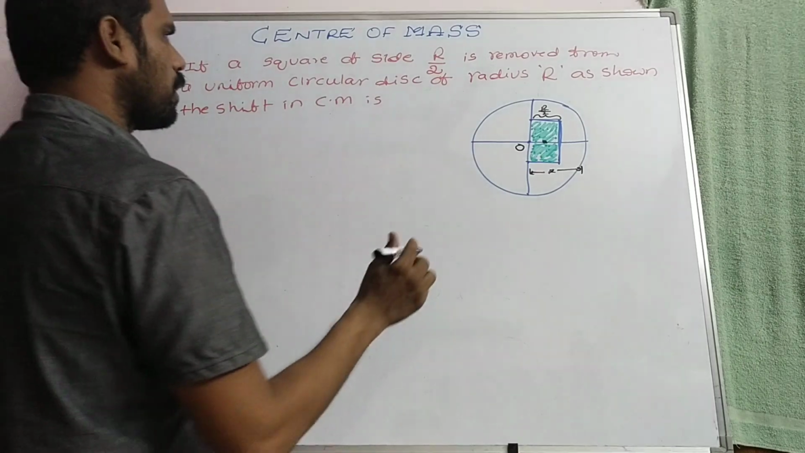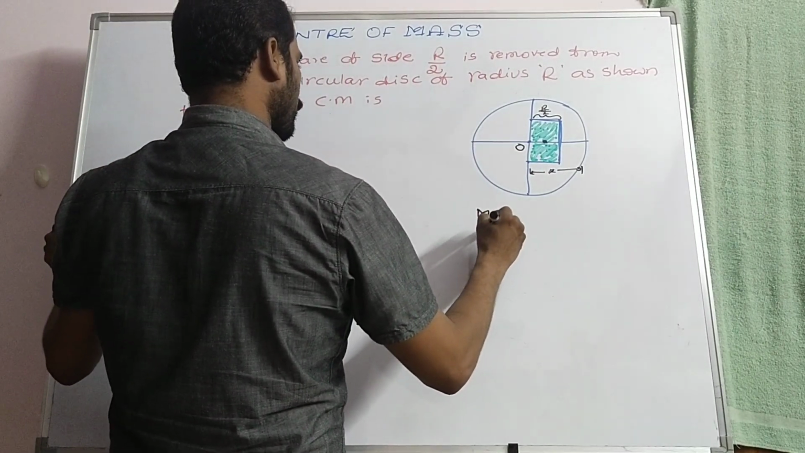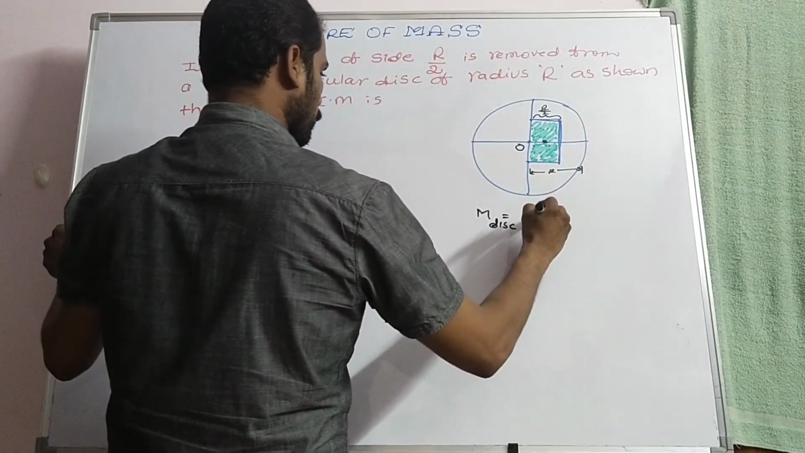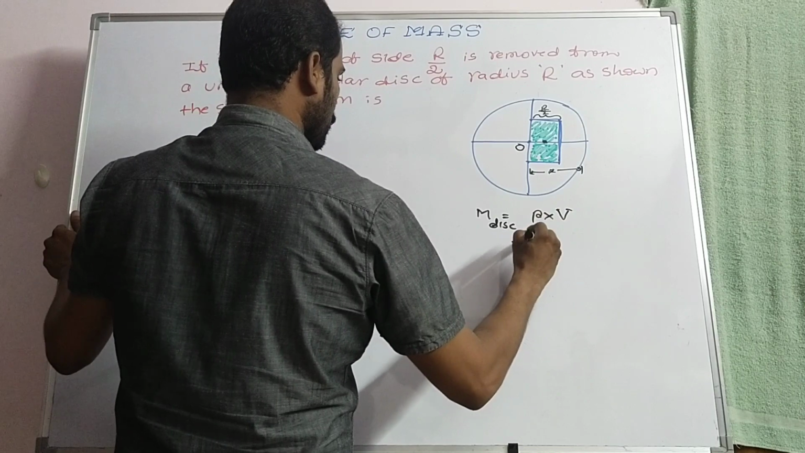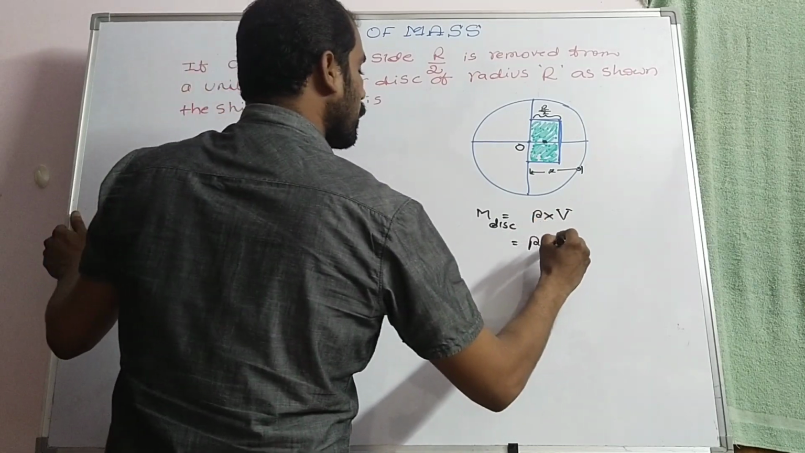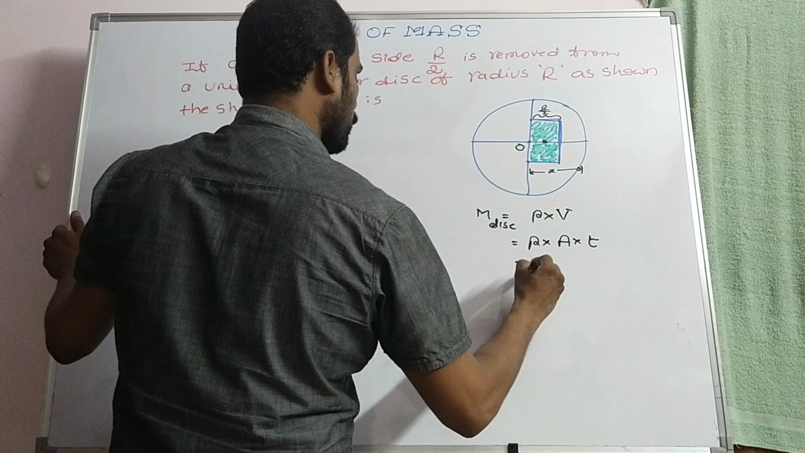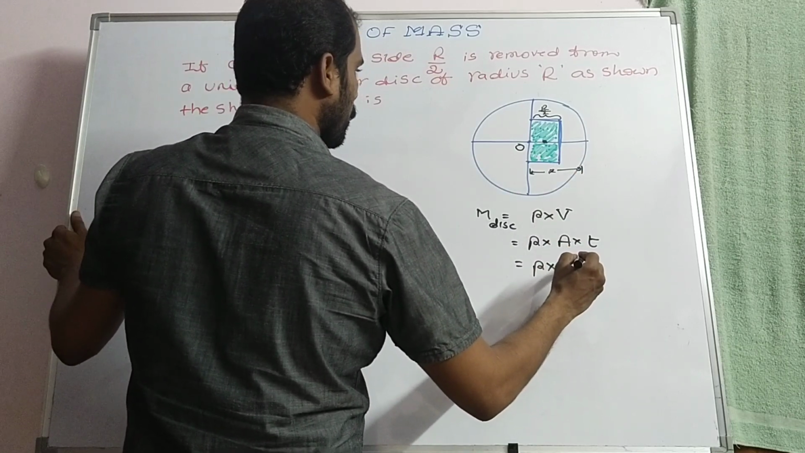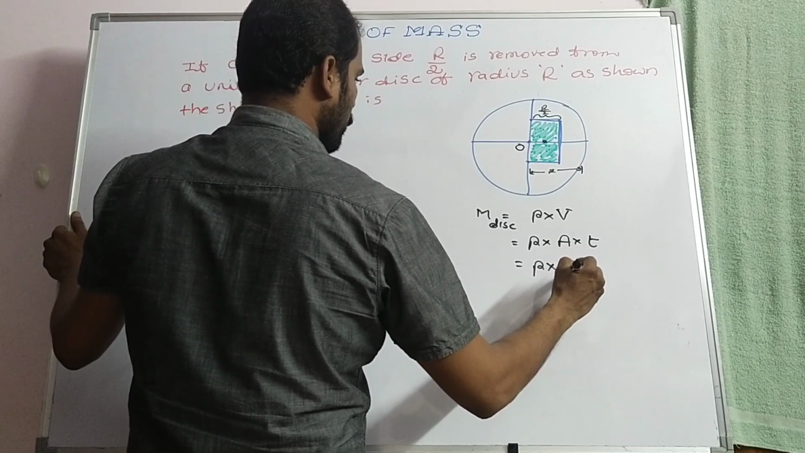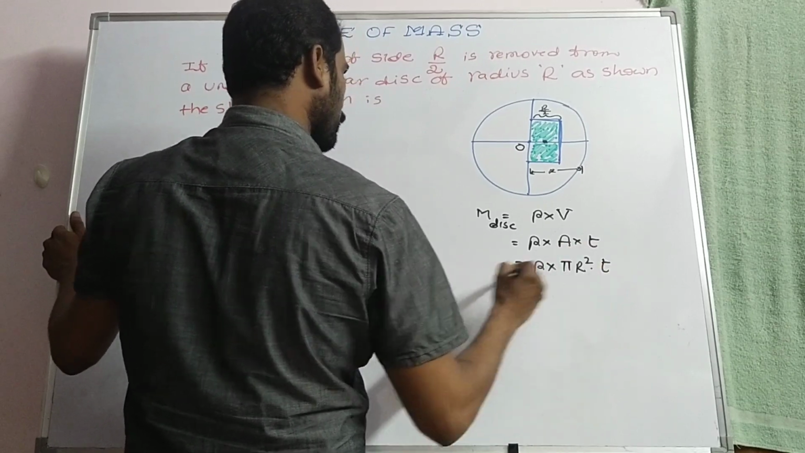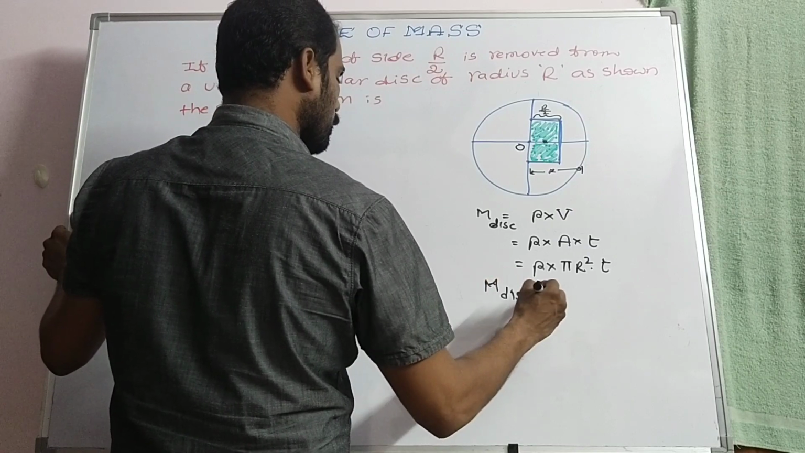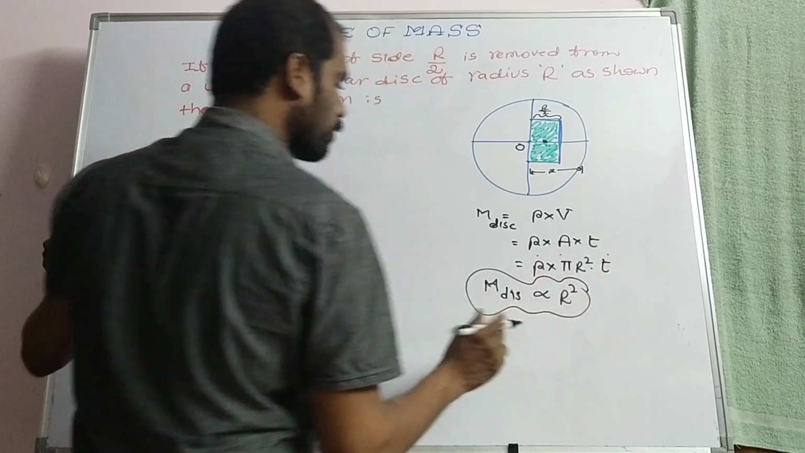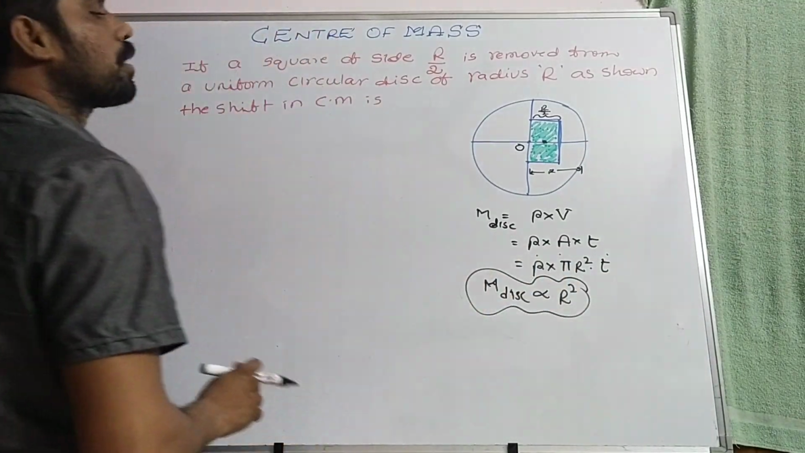Now what about the mass of the circular disc? Mass of disc is equal to density into volume, that is equal to density into area into thickness, that is equal to density into pi r square into thickness t. So the mass of the disc is proportional to r square, because density is constant, pi constant, t constant. So m disc depends on r square only.